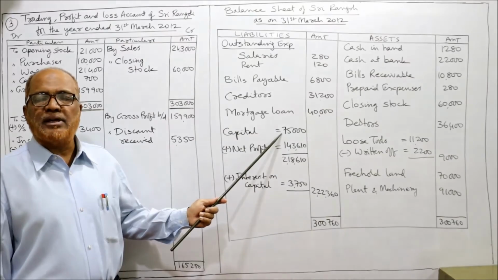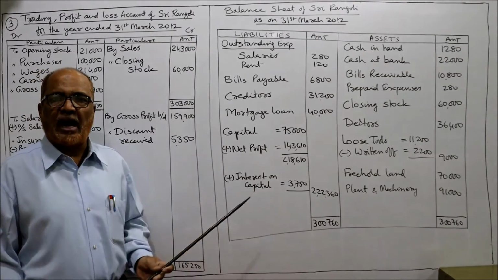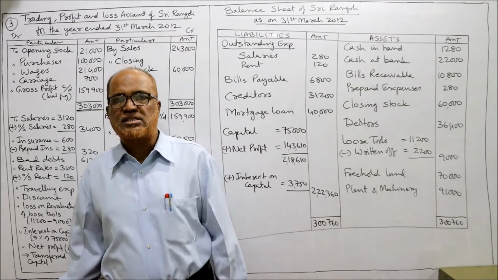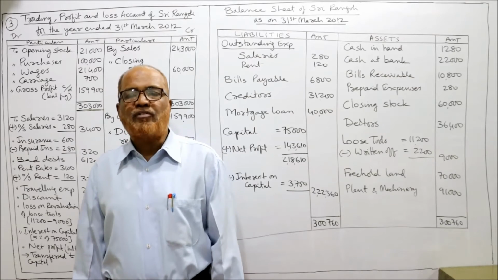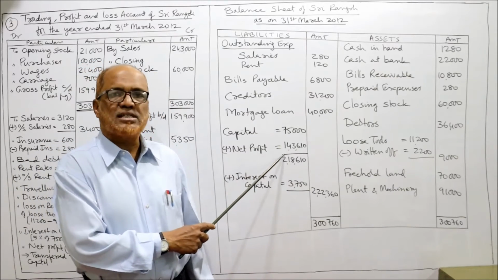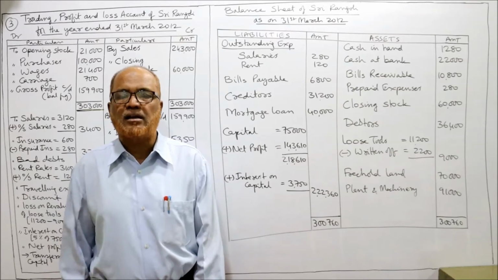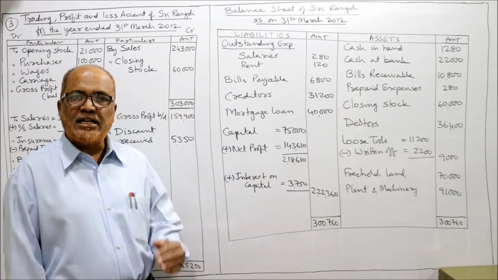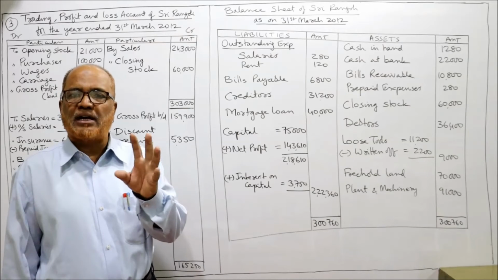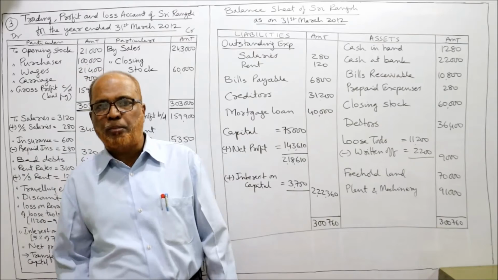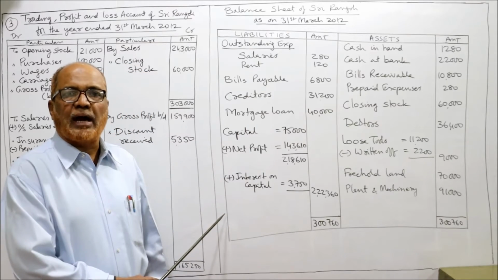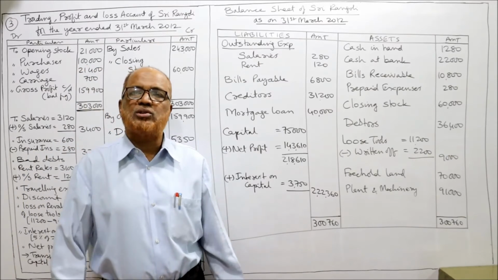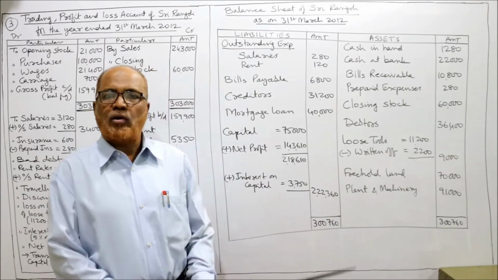Beginning of the year capital 75,000 is there. To this we have added the net profit. The net profit is 1,43,610. We got it in the P&L account. Add up, we'll get 2,18,610. To this 2,18,610 add the interest on capital. In the adjustment it is given, provide interest on capital at 5%. Once we have debited it to P&L account, again we have to add it to capital. So ultimately, finally, capital at the end of the year is 2,22,360. That's it. Now come to asset side.